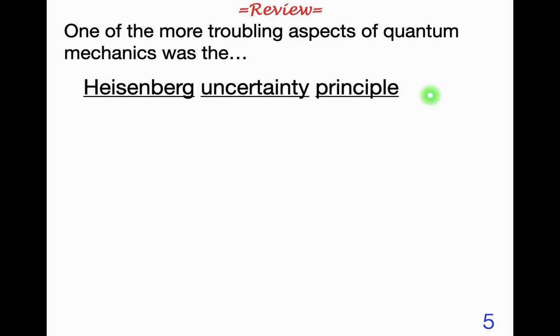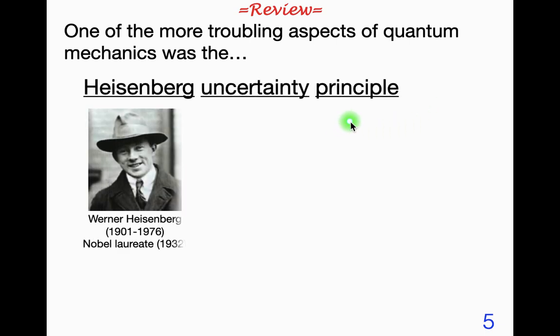One of the more troubling aspects of quantum mechanics, and there were many, was what's called the Heisenberg uncertainty principle, devised by Werner Heisenberg, 1901-1976, a Nobel laureate.